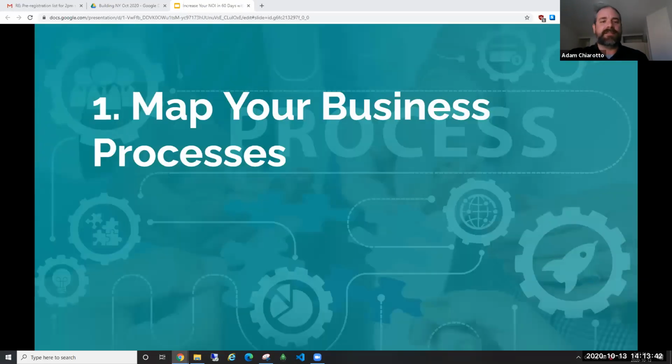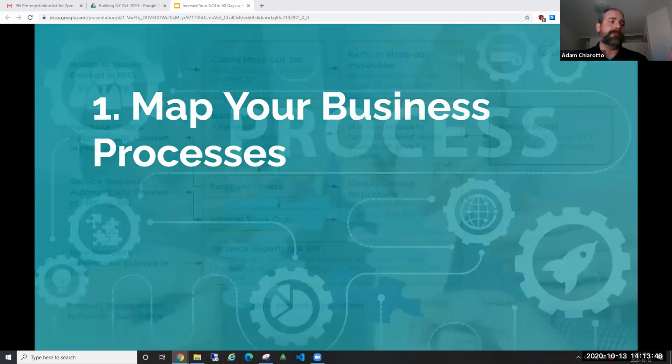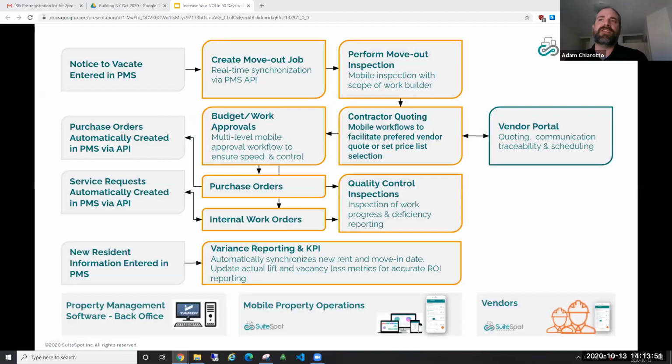So the first step of this process is to map your business processes. Now, when I say map your business processes, really all I'm talking about is figuring out the way that you do things right now. Now, this is a diagram that we have, kind of distinguishes the various parts and systems that need to interact with each other. In this case, this is for a unit turnover process.